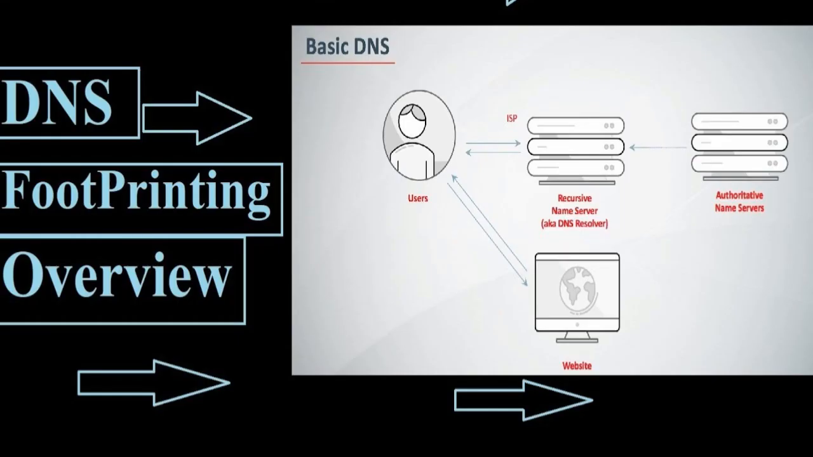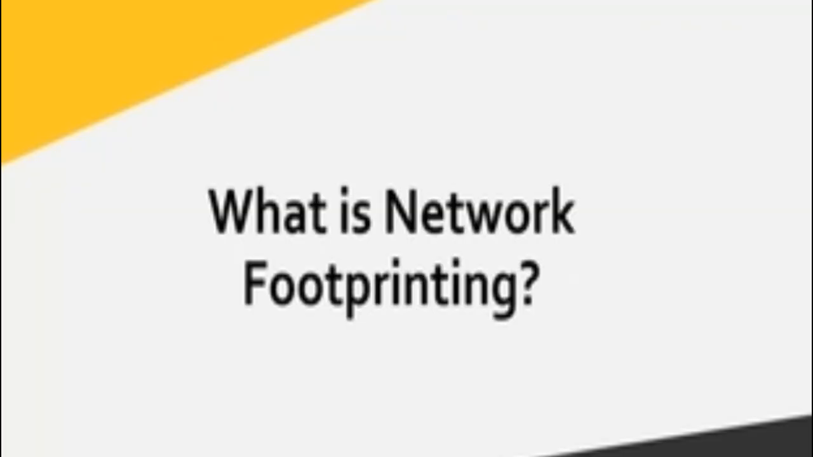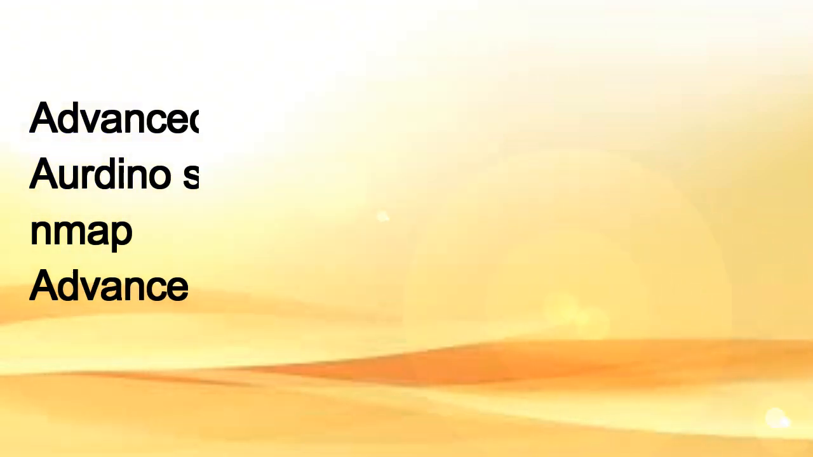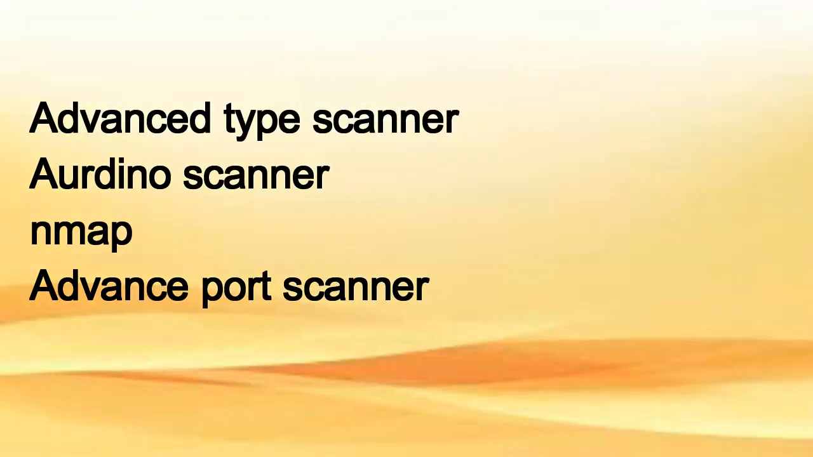Next is DNS footprinting. It is used to obtain information about DNS. Later those details will be used for social engineering. Next thing is network footprinting. Typically, network footprinting involves gathering information about an organization and its activities. Advanced IP scanner, Ordino scanner, nmap, advanced port scanner are the tools used for network footprinting.